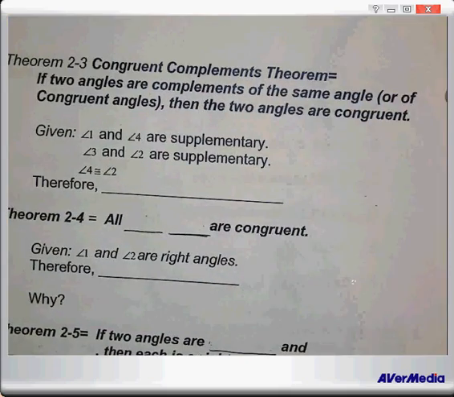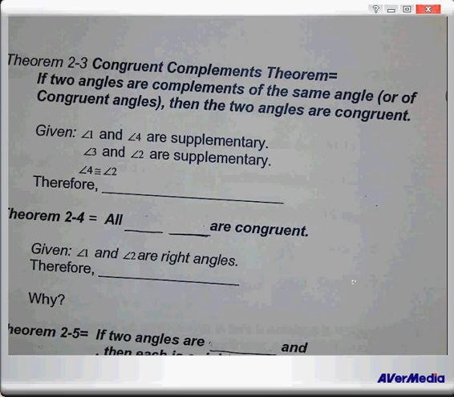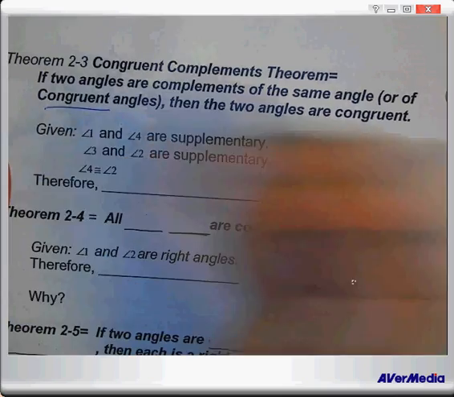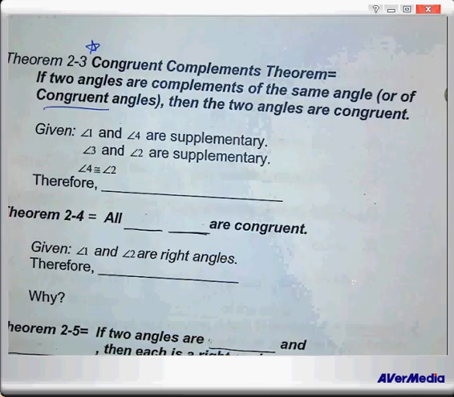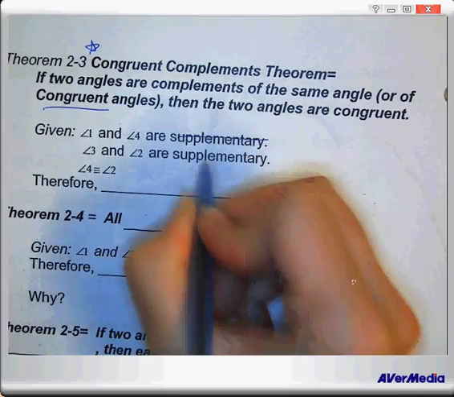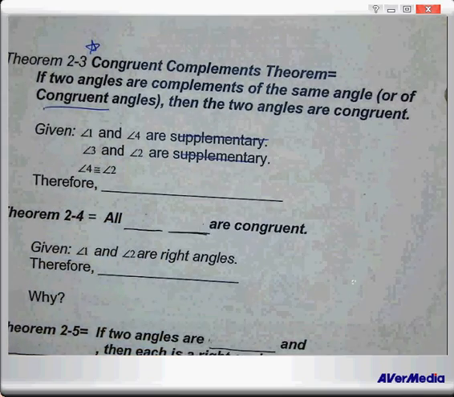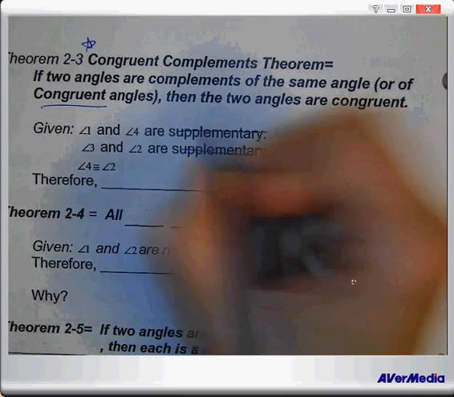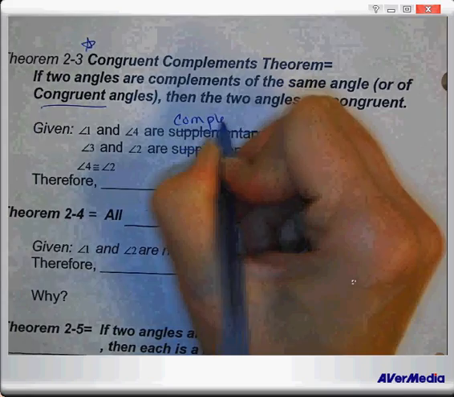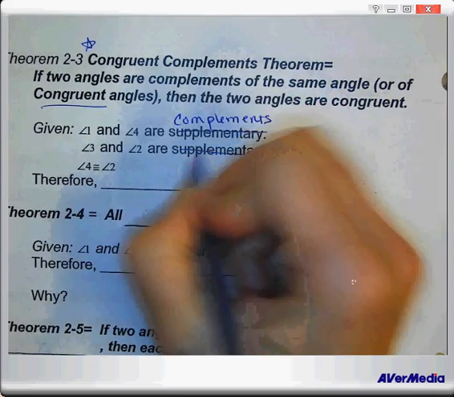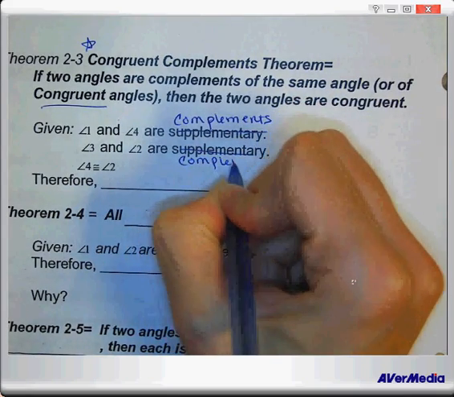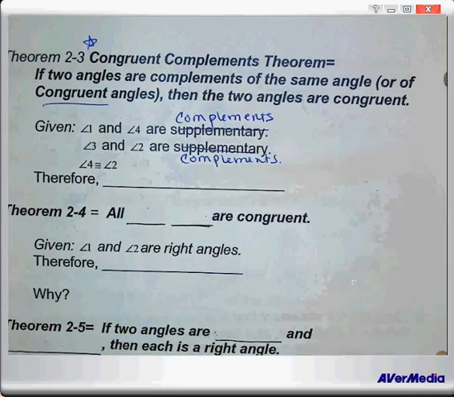Then we have our congruent complements theorem. The congruent complements theorem says if two angles are complements of the same angle or of congruent angles, then the two angles are congruent. Now this is exactly the same theorem as the last one, except instead of adding up to 180, they add up to 90. Typo, big time. So we're going to change this word to complements or it's going to drive me nuts. I'm definitely the typo queen.